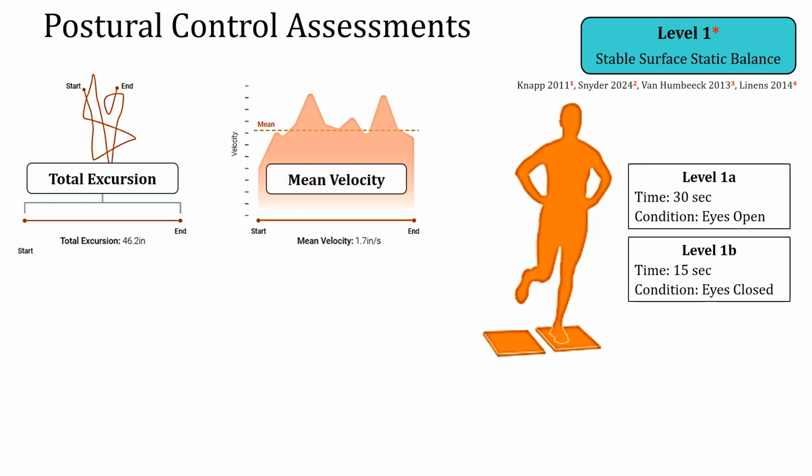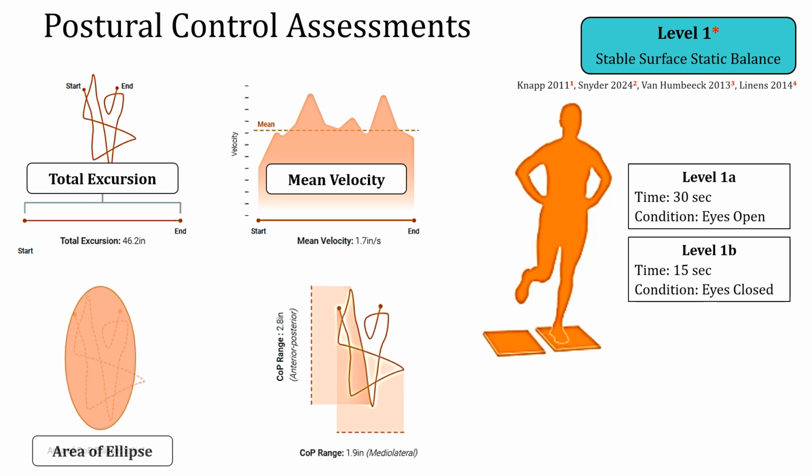The second would be mean velocity, which would look at how rapidly the velocity of the center of pressure changes over time. Again, the slower, the better. When we look at the area covered of the center of pressure, you could either consider the area of the ellipse, which covers 95% of the trace, or the center of pressure range, which looks at the anterior to posterior, as well as the medial to lateral displacement of the trace of the center of pressure.